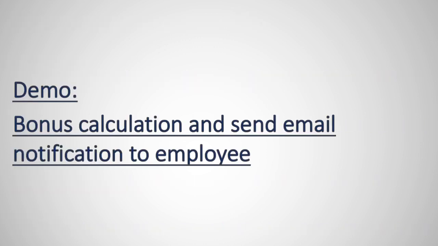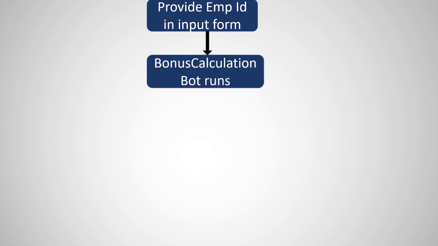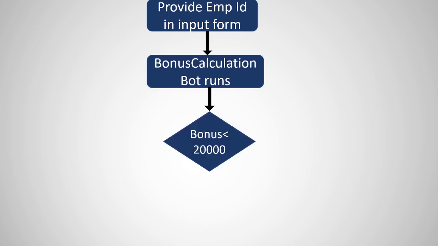So let's build a workflow using ARI. To understand this better, we are going to create a demo workflow for bonus calculation and send email notification to employee. So the workflow steps in this case would be the user provides employee ID in an input form, then bonus calculation bot runs. Then there is a condition check to check whether bonus is less than 20,000 or not.